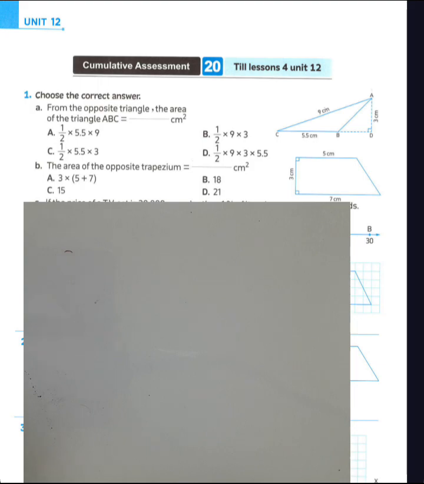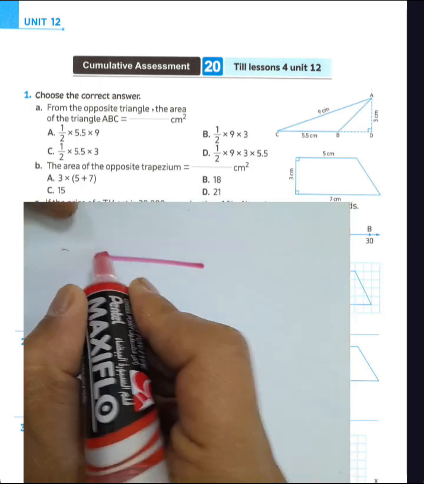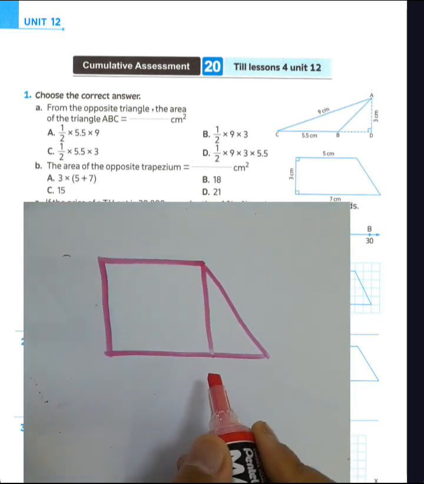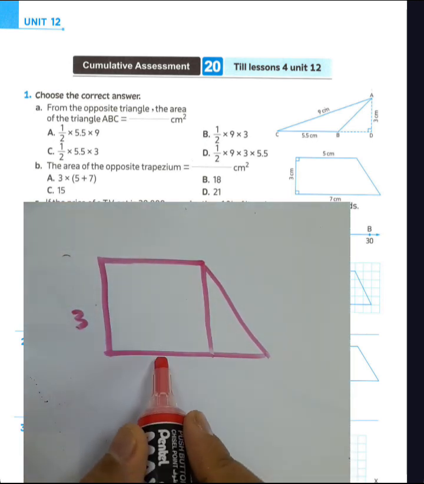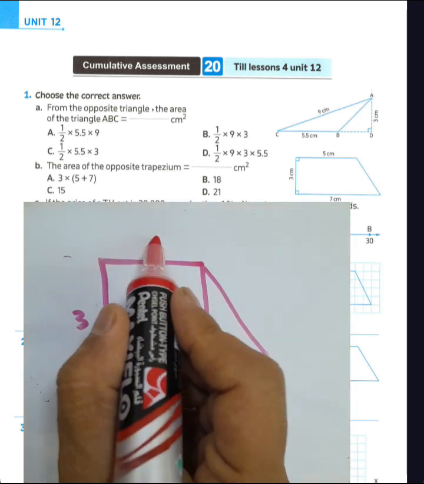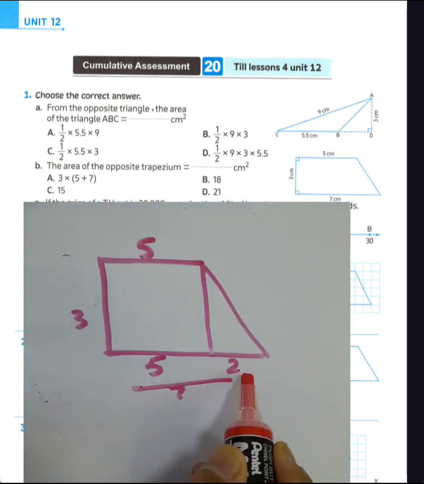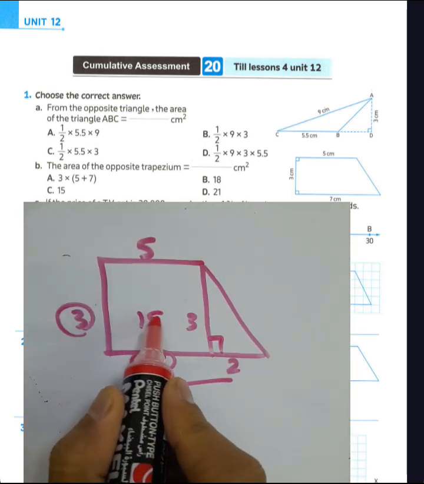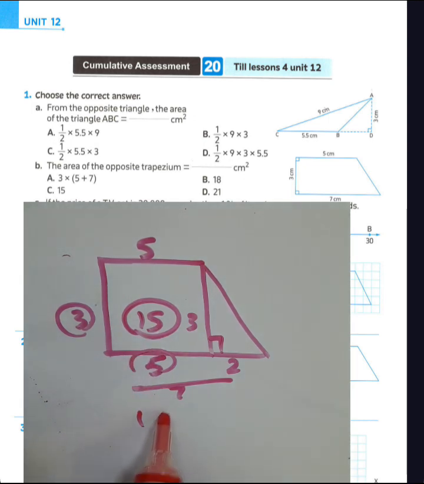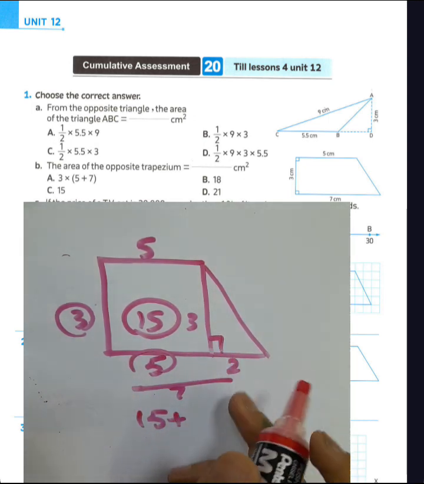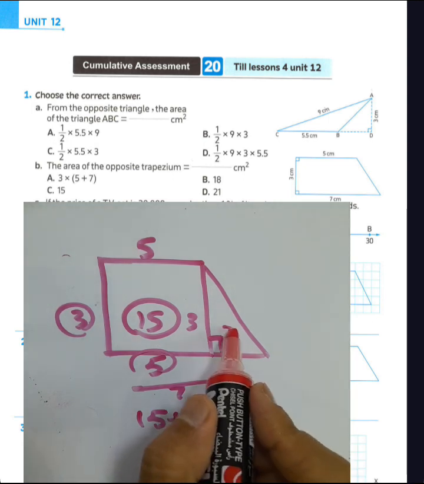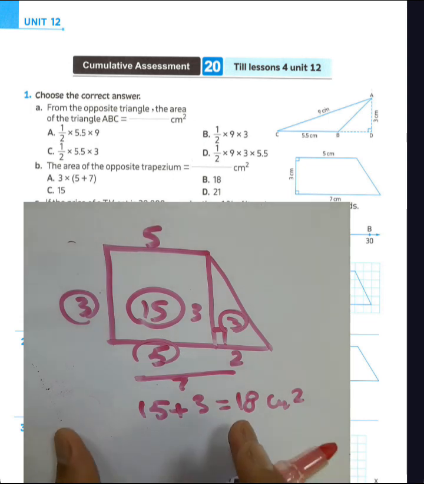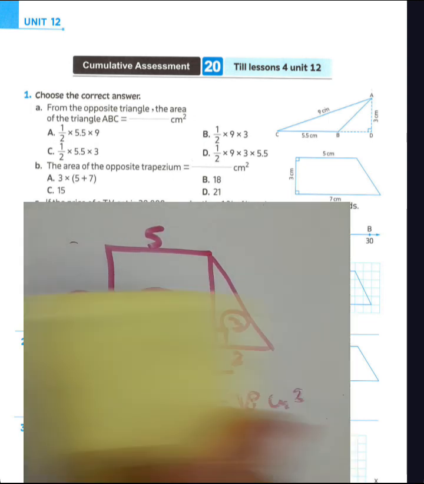The result will be 18, or you can divide it into two parts. The height is 3, and we have here 5, and the other base was 7. 7 minus 5 equals 2. In the first part, 3 times 5 equals 15 square centimeters. That's the area of the rectangle, and the area of this triangle, half times the base times the height, will be 3. Then 15 plus 3 equals 18 square centimeters. You can solve by this method or the last method. Okay.